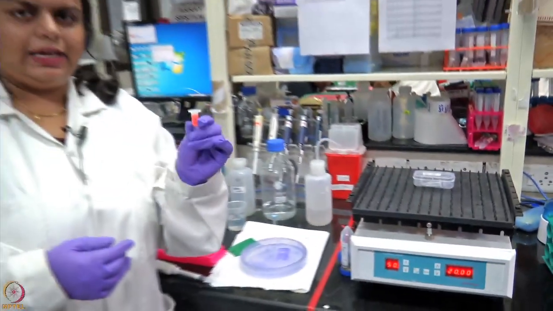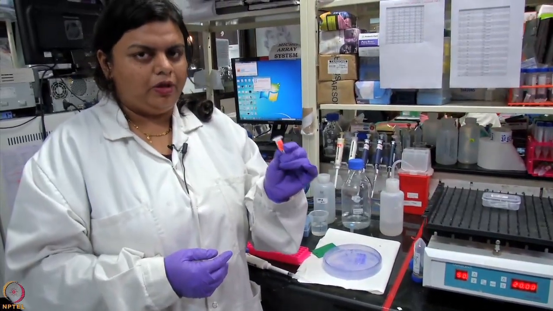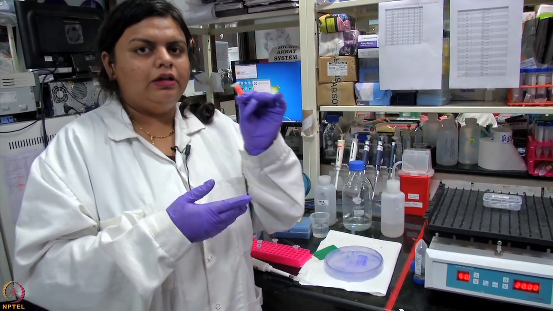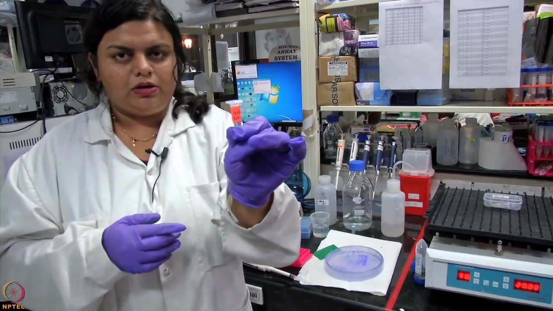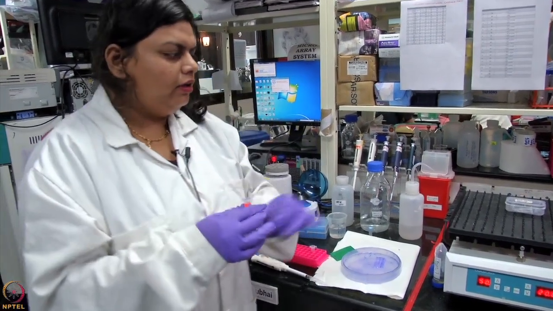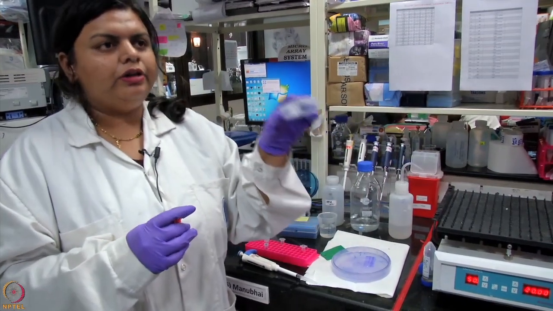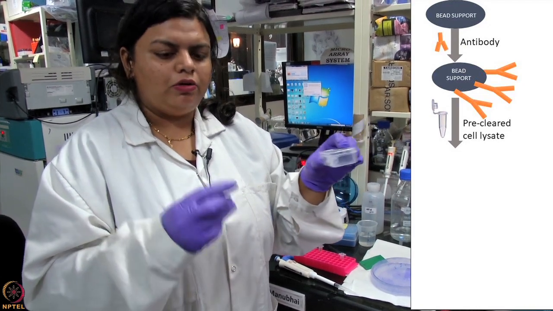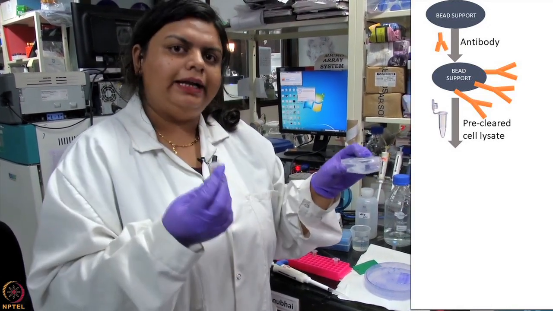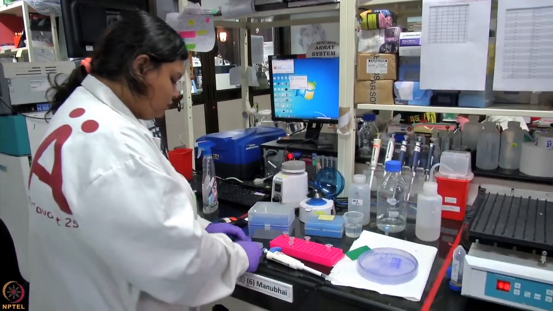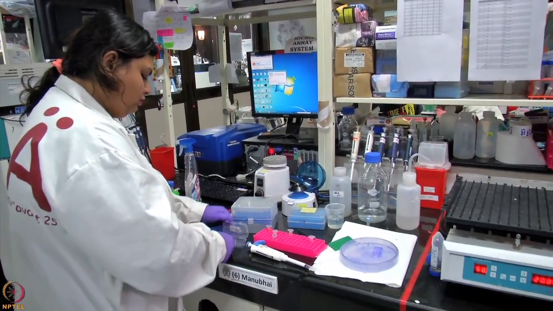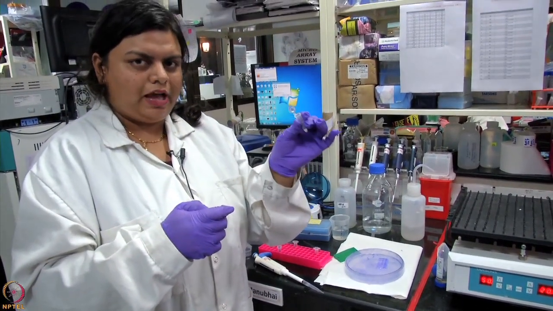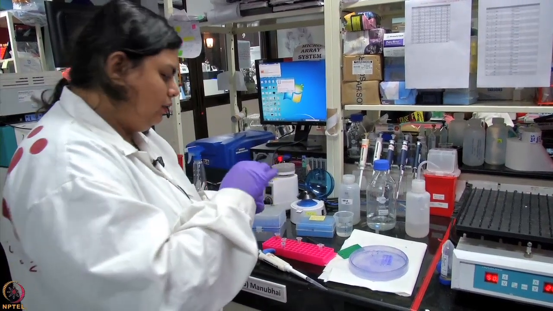Similarly, for the lysate, you can do the same step wherein you incubate the lysate with the bead instead of the antibody. Here there is already a pre-cleared lysate, and after this step is done, your beads are already containing the antibody of your interest. We will now put the pre-cleared lysate into the antibody bead conjugate. So here the beads have your antibody, and now we will add the pre-cleared lysate.